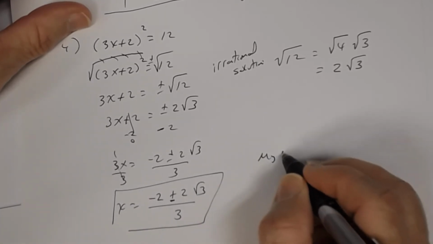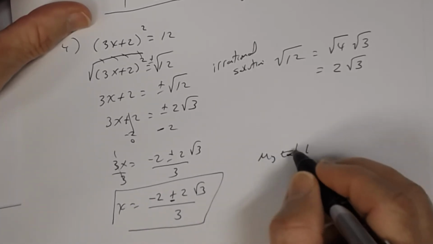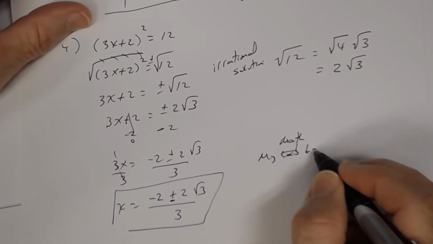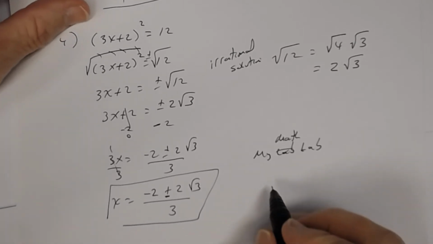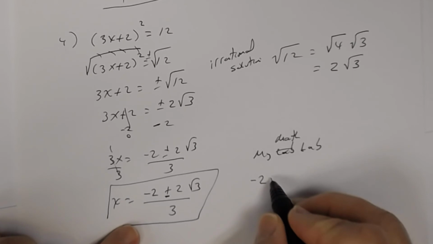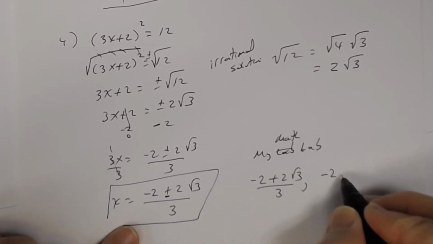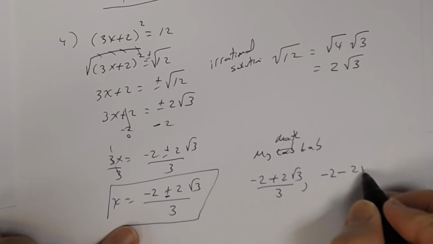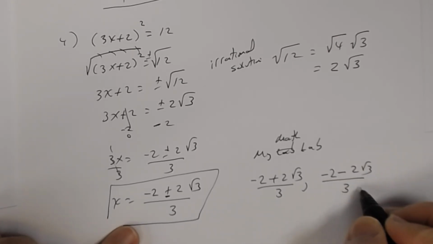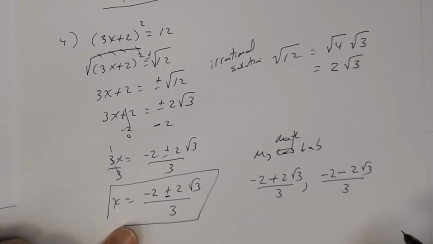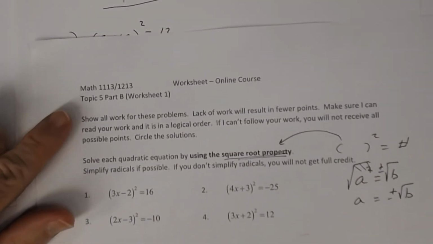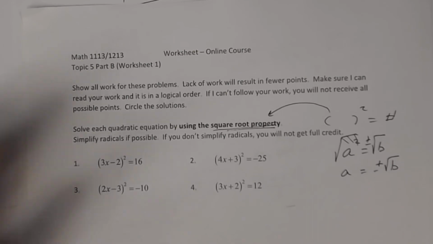Or in MyMathLab, you must say this. You must say negative 2 plus 2 square root of 3 divided by 3, comma, negative 2 minus 2 square root of 3 divided by 3. Okay? All right, so that is the key to the worksheet on Topic 5, Part B.